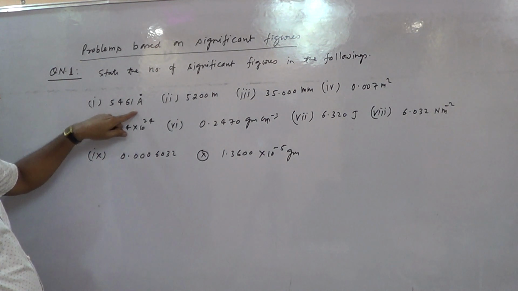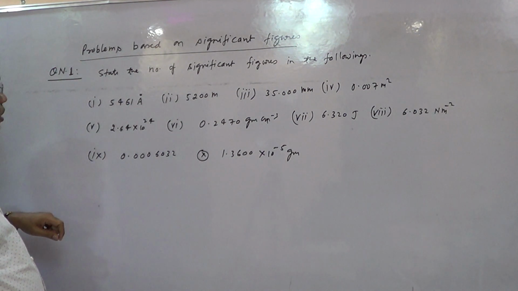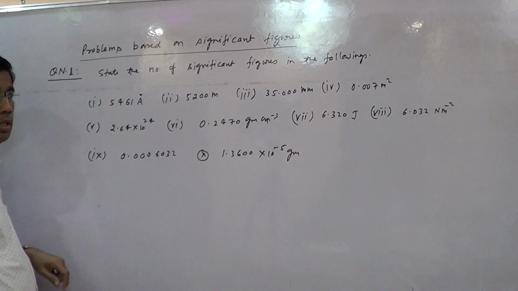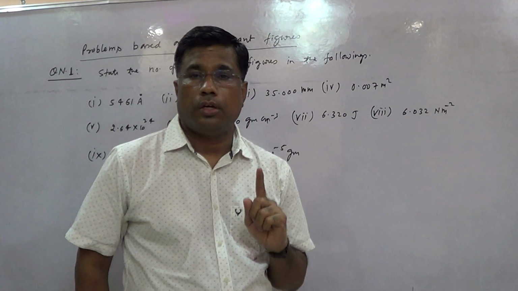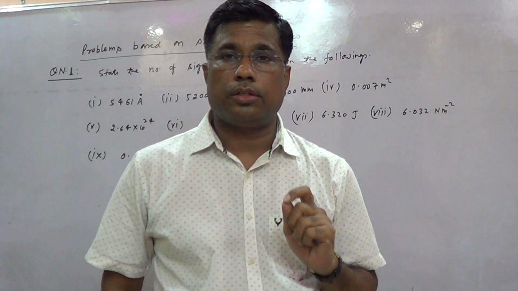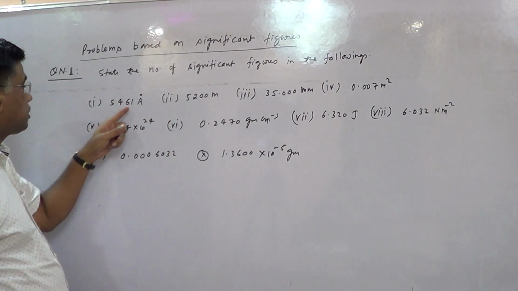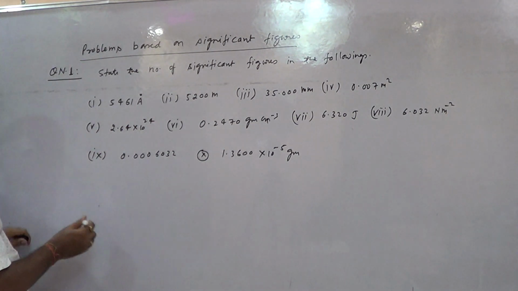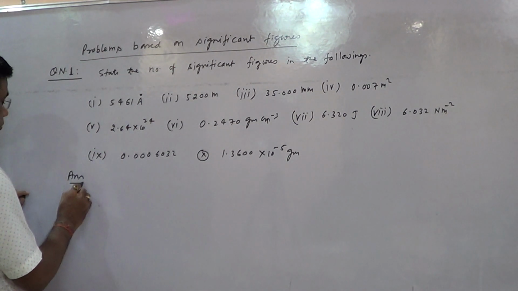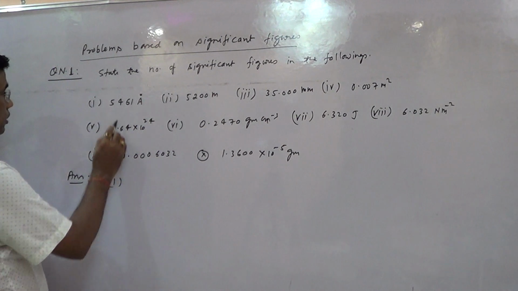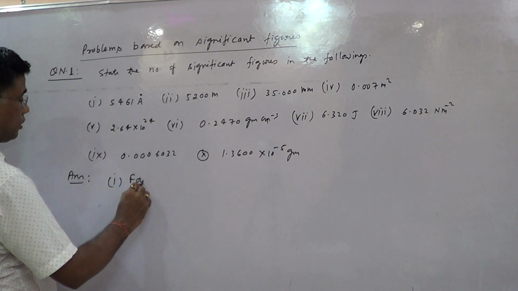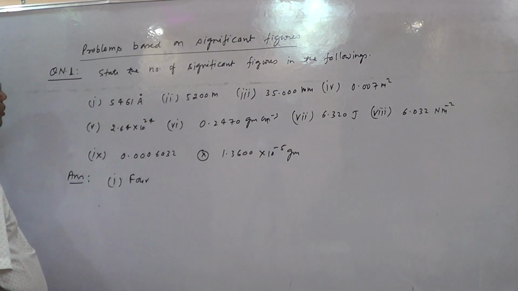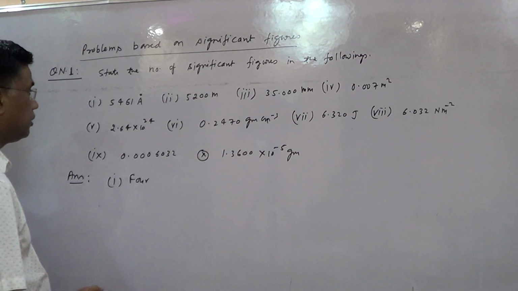How many significant figures in this? 5461 angstrom. According to the first law, all non-zero numbers are significant. Therefore, in this measurement, there are 4 significant figures. So, I will answer one by one. For the first part, there are 4 significant figures. So the answer of the first part is 4 significant figures.